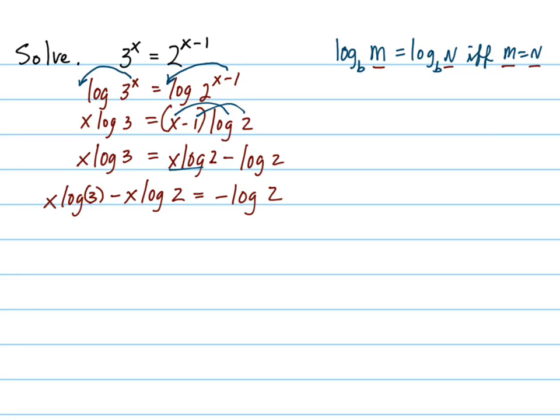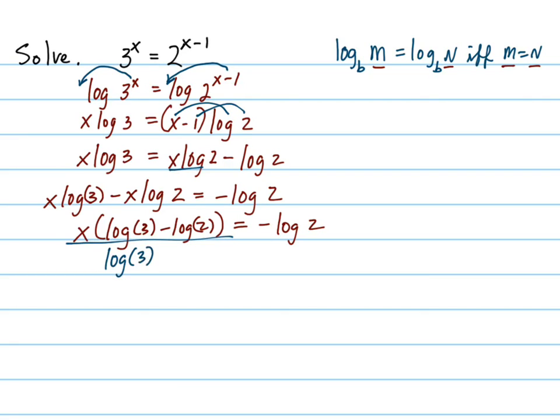So now I want to solve for x, so I'm going to try to get x by itself next. I can factor out an x for these two terms. It'll be x times the log of 3 minus the log of 2 is equal to the negative log of 2. So finally, all we've got left to do is to divide by the log of 3 minus the log of 2. We'll do that on both sides.